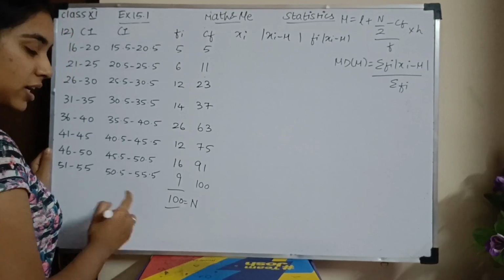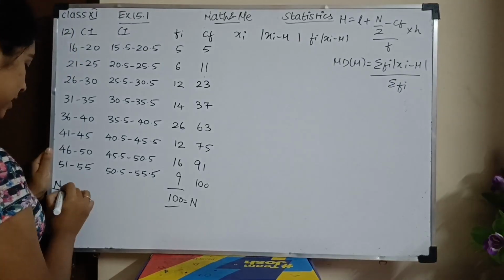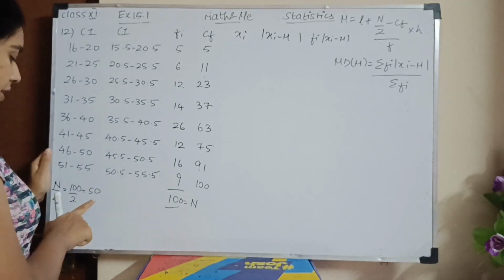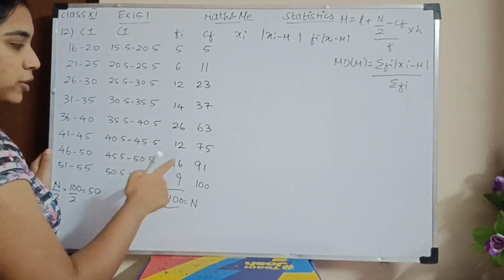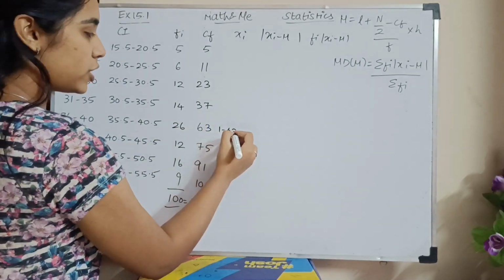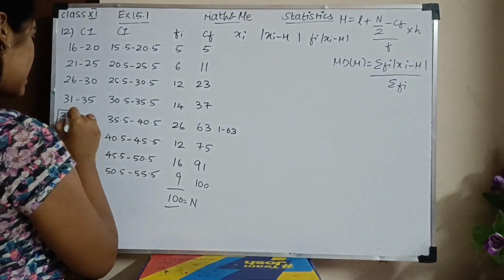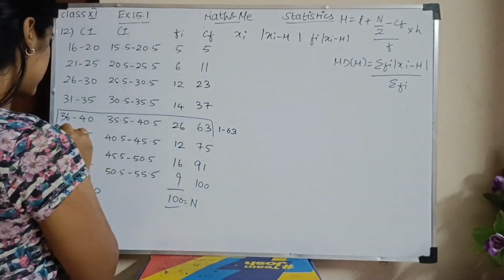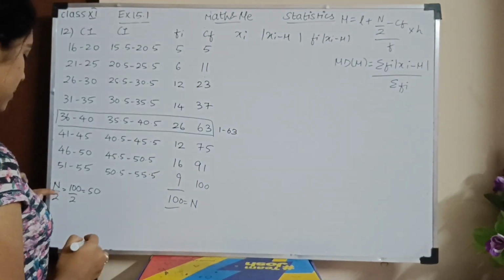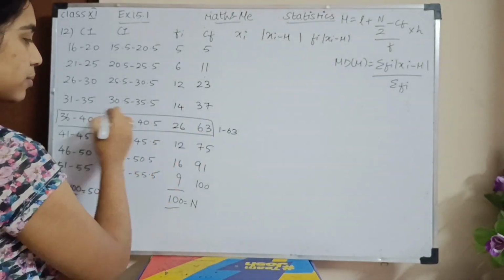If capital N is 100, what will be my median? N by 2 is 100 divided by 2, which is 50. So I found my N by 2. Where is my N by 2? Is it in 37? No. In 63? I have all the values from 1 to 63. So this is my class interval that I am looking for. Let me write down all the other values from the formula. So now we found the class interval.